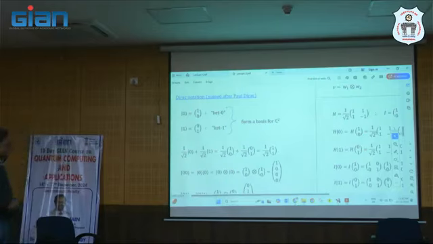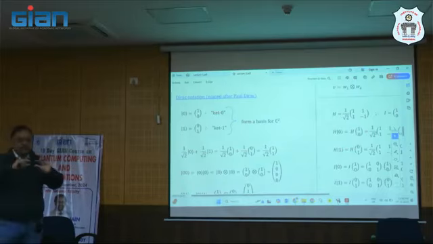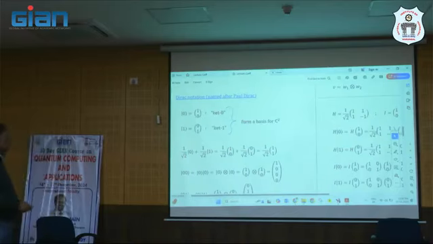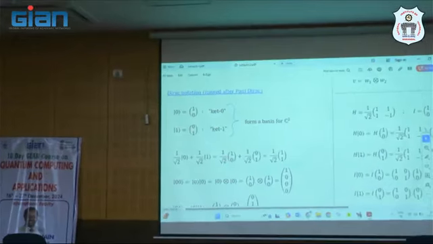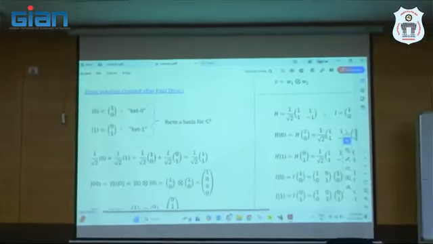For example, if I want to write 1 over square root 2 ket 0 plus 1 over square root 2 ket 1, that is 1 over square root 2 times 1 0 plus 1 over square root 2 times 0 1, which is the same as 1 over square root 2 times 1 1. When we add vectors, we just simply add them entry wise. 1 plus 0 is 1, 0 plus 1 is 1. Now, ket 0 0 is the same as ket 0 ket 0.